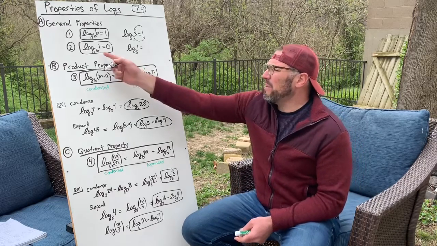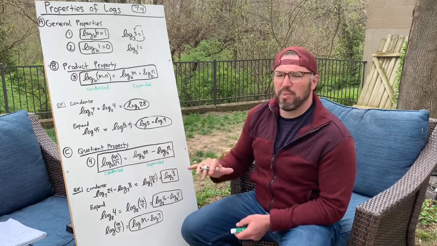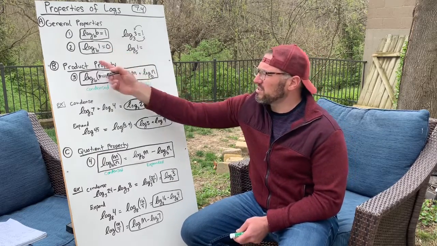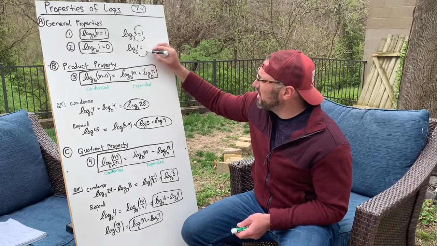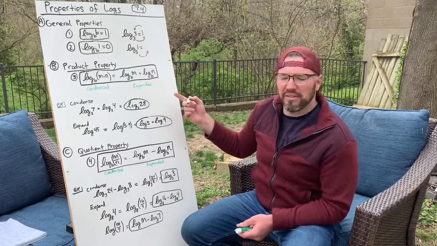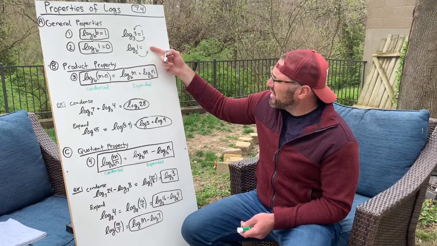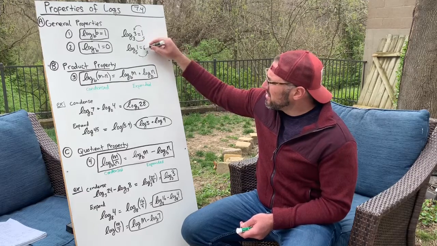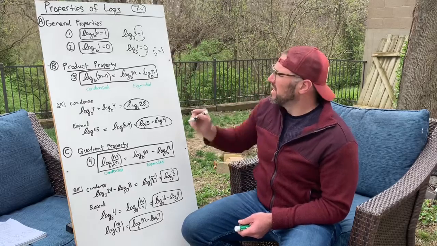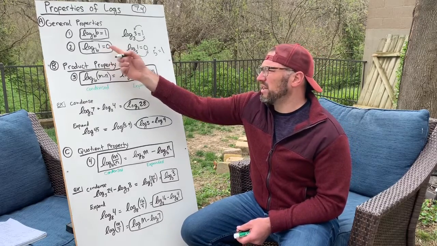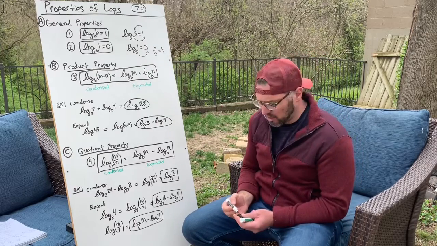Next, log base b of 1. Doesn't matter what the base is. If the input is 1, that log's value will equal 0. Here's why. By the definition of a log, what if we had log base 5 of 1? A log is saying 5 to what power equals 1? Well, anything to the 0 power equals 1. That's why anytime the input is 1, that log's always going to equal 0. And so those are just two general properties of logs.